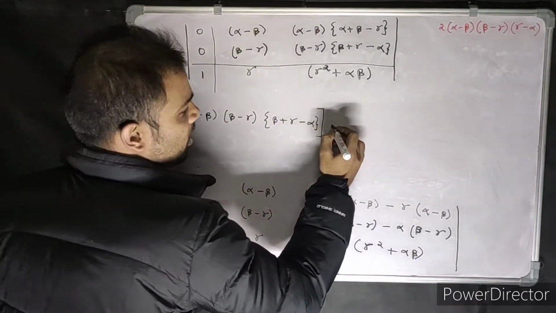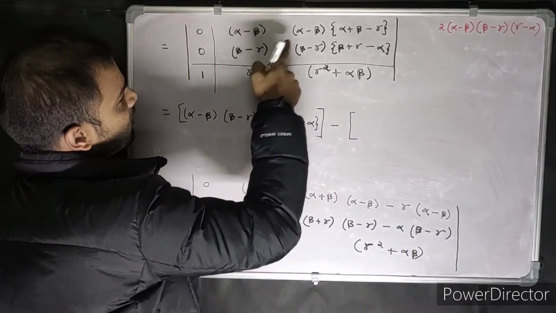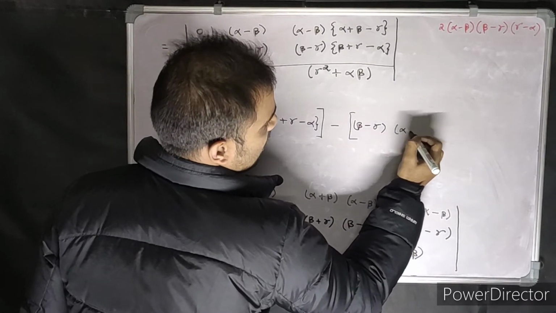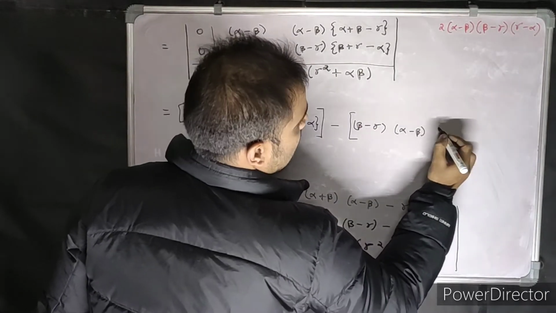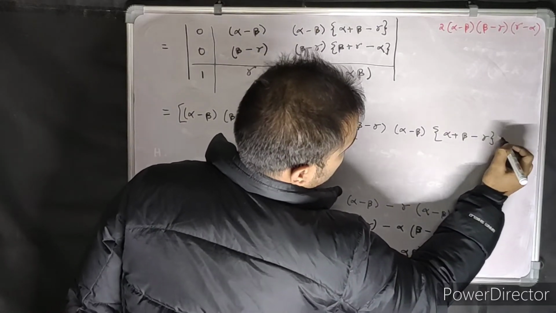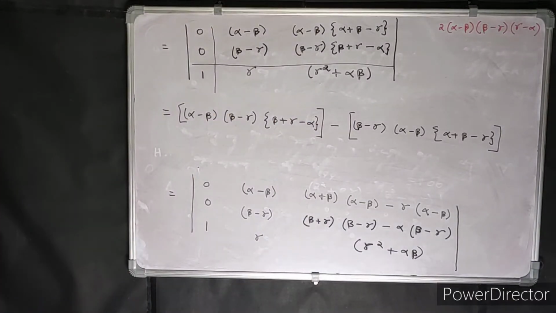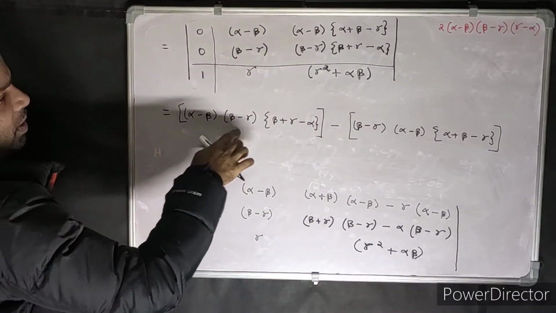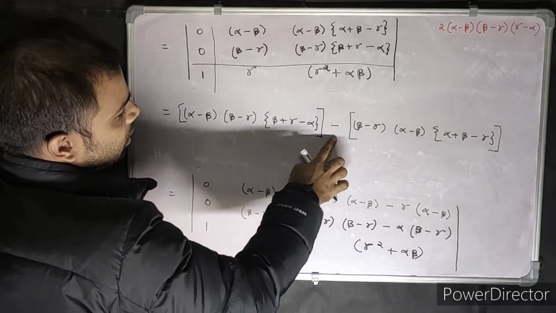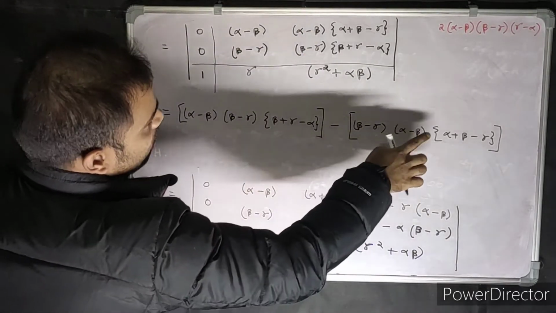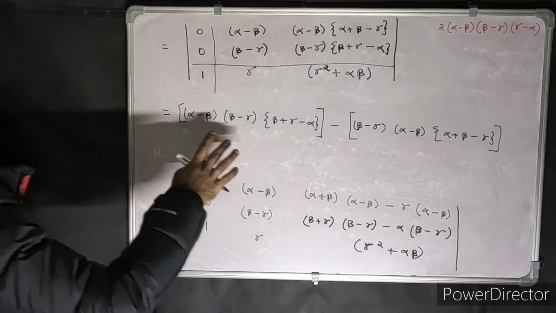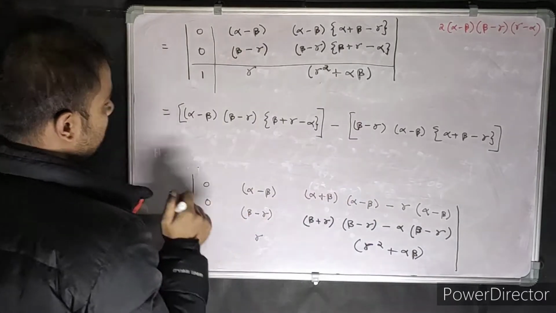Okay. From here minus, then this into this, that is beta minus gamma over here, then alpha minus beta over here, and next is alpha plus beta minus gamma. So let's just check if we multiplied it correctly. Alpha minus beta, beta minus gamma, and this whole thing got multiplied with this. Minus sign, then the whole thing got multiplied. Are we all correct? So alpha minus beta, beta minus gamma is common.